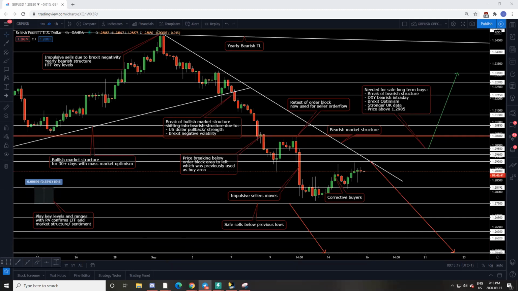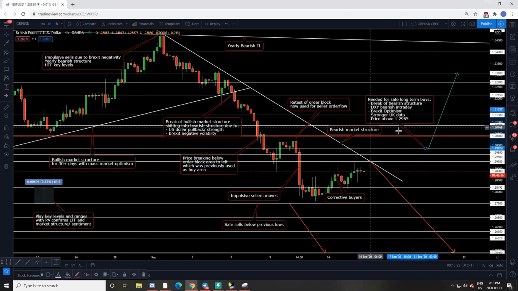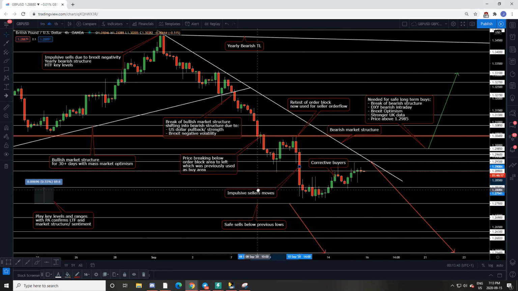Looking at the market structure shift on, of course, the intraday perspective, what we would need for long-term buys again, or to see GJ or GU upside, what we need for sells either below the previous low points at the 1.275 key level or potentially at a retest at this bearish TL and or even at 1.298. But overall, this is looking more corrective buyers versus impulsive sellers. And that is the GBPUSD breakdown.